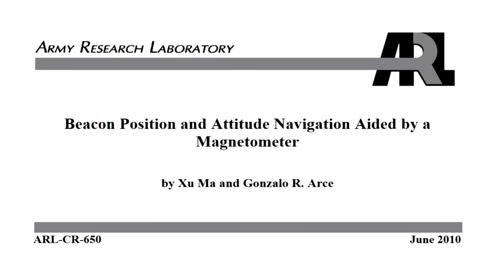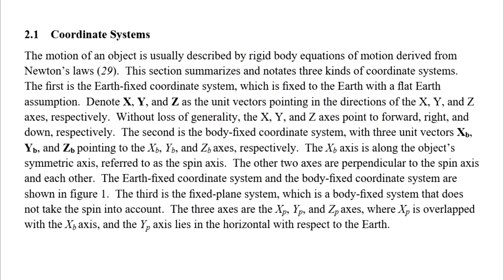29. A U.S. Army Research Laboratory study from 2010 titled Beacon Position and Attitude Navigation Aided by Magnetometer sought to create algorithms for position and attitude estimations suitable for projectiles, munition systems, mobile robots, and autonomous vehicles to use in navigation. On page 3 of the study, they detail the coordinate systems used, all of which are extrapolated from a flat Earth assumption, stating, "The first is the Earth fixed coordinate system, which is fixed to the Earth with a flat Earth assumption."